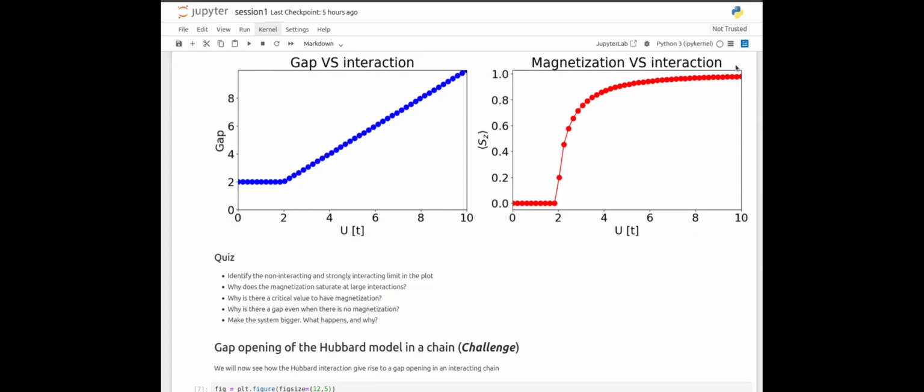Why is there a gap even when there's no magnetization? Well, this is just our bonding and anti-bonding gap that we saw at the beginning of the session. This is the gap that just comes from the hopping of the system. And now the last question is, make the system bigger, what happens and why?